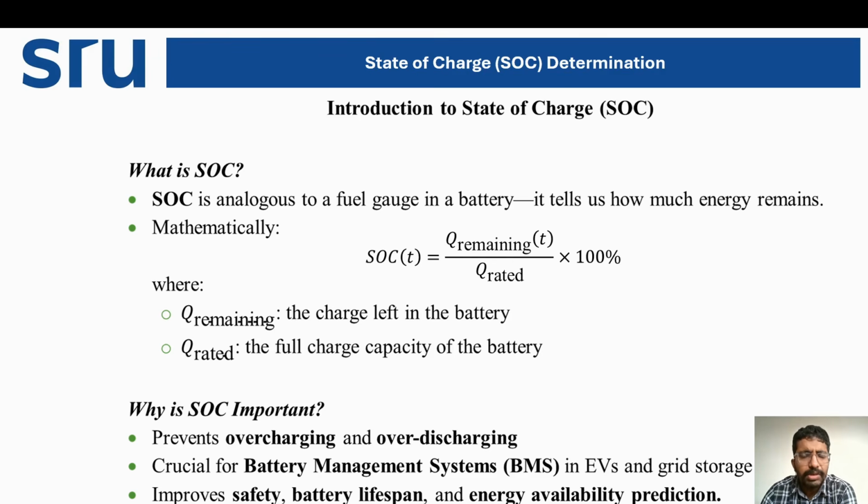Okay. So it helps in improving safety, battery lifespan, and energy availability prediction. So how much energy is remaining in the vehicle? If we have that much awareness, definitely it will help us to take better decisions, such as how much distance we can still cover before draining the battery completely, or whether we will be able to reach our destination safely or not. These things are addressed properly if we are continuously able to monitor the remaining amount of charge in the battery.